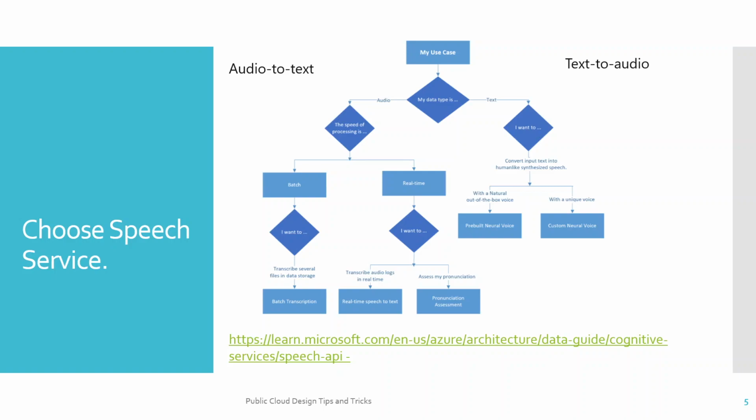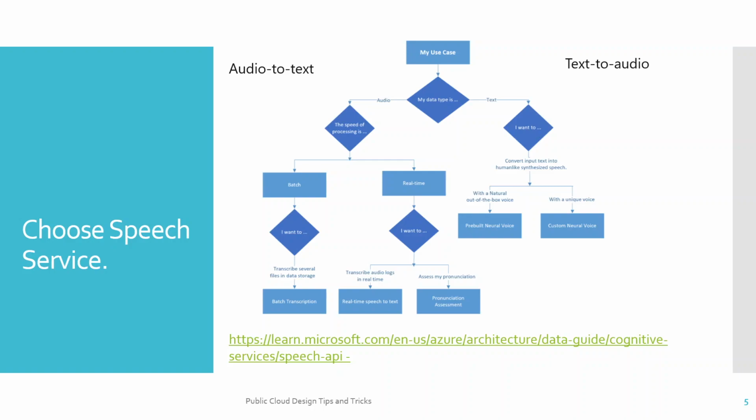Now, before you go to speech service capability and how it works, there are certain criteria of selection to choose speech service. So here I have taken this flow diagram from Microsoft, and I have also given the link from where I have taken this from Microsoft. So you come up with your use case, and the left side is how to select audio to text conversion, and right side is text to audio conversion.